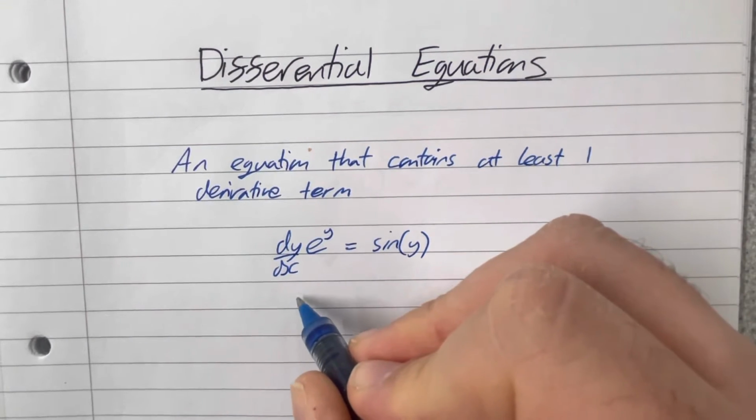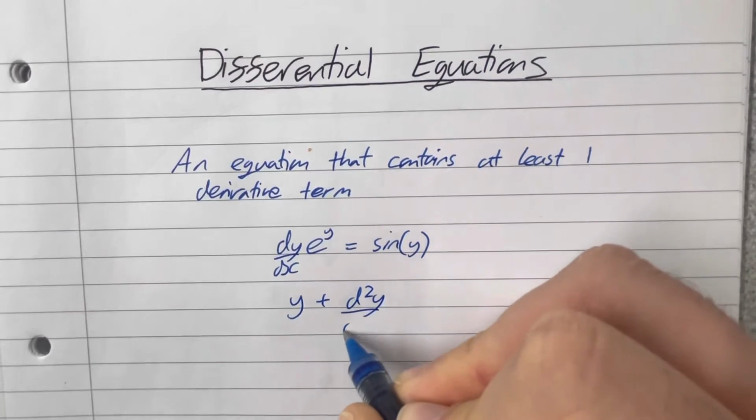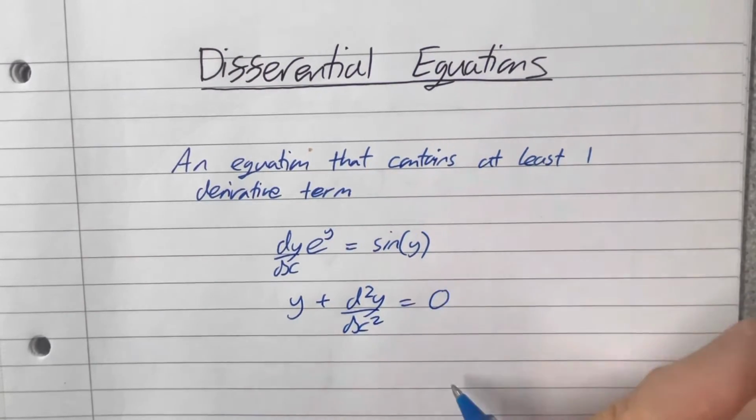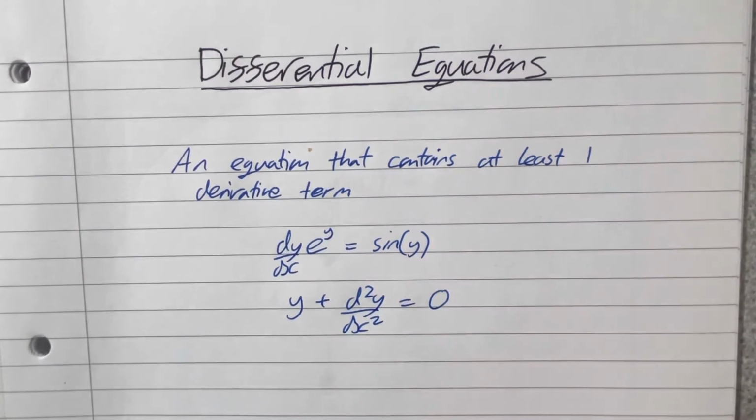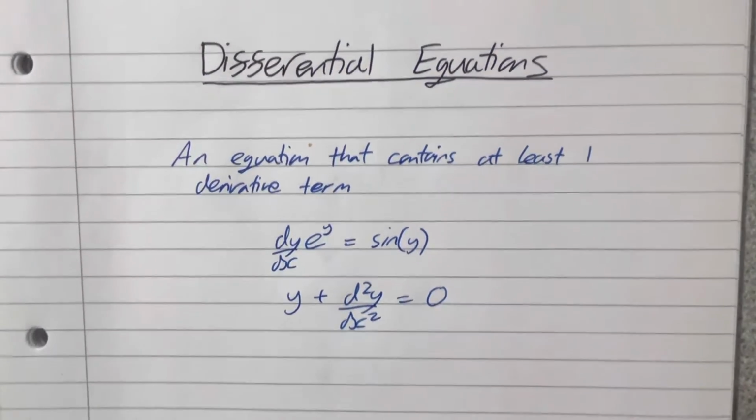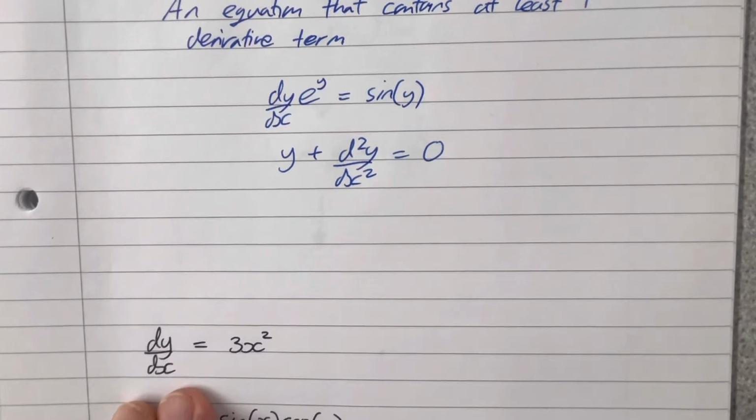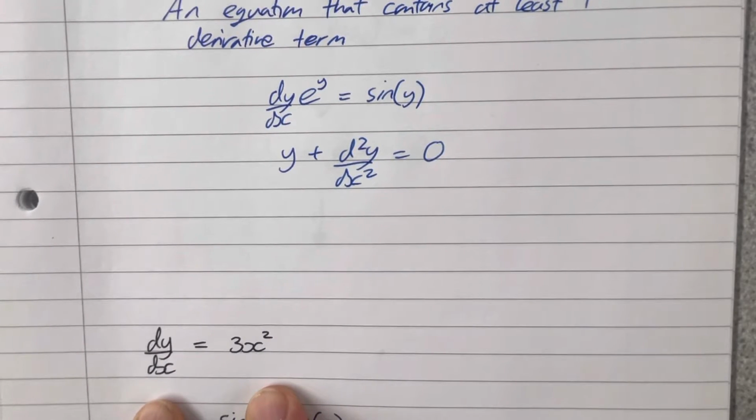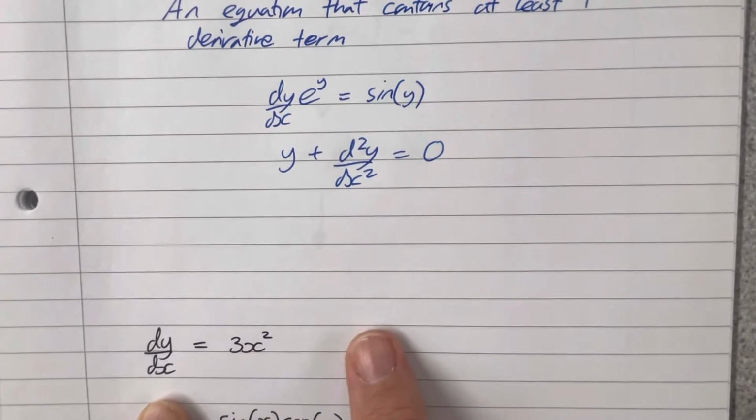Or we might have y plus d2y by dx squared equals 0. Again, that's an equation and it contains a derivative term, so it's a differential equation. And there are many examples. We've seen something like this in year 12. This is actually a differential equation because it contains a derivative, but we know how to solve this one from year 12 maths. All we do is integrate both sides with respect to x to get a solution.